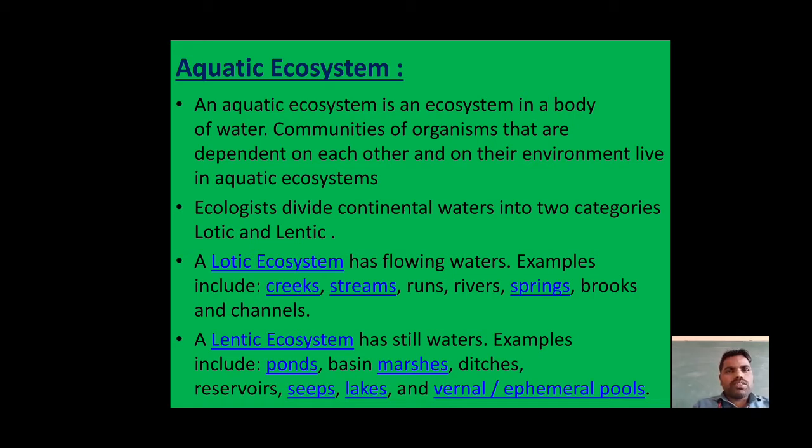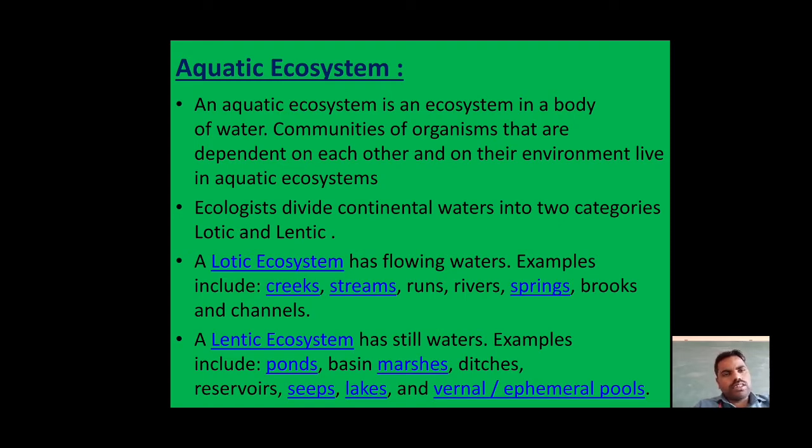The aquatic ecosystem is related to water bodies, meaning in the water we can see animals, plants and some other organisms. All of these interact with each other, and also interact with the water body and the water environment. This kind of ecosystem is called the aquatic ecosystem. Ecologists divided the aquatic ecosystem into different kinds: the lotic ecosystem, the lentic ecosystem, and freshwater ecosystems. Here we are discussing only the lotic and lentic ecosystems.